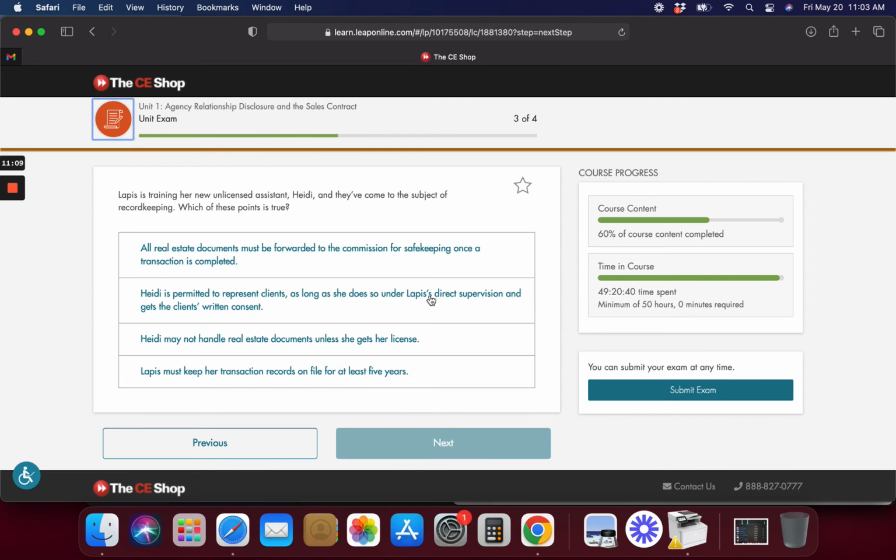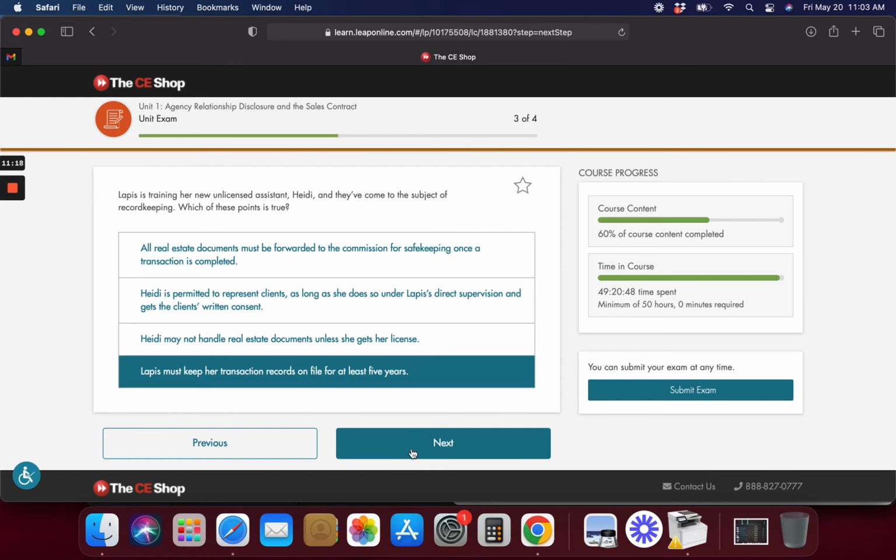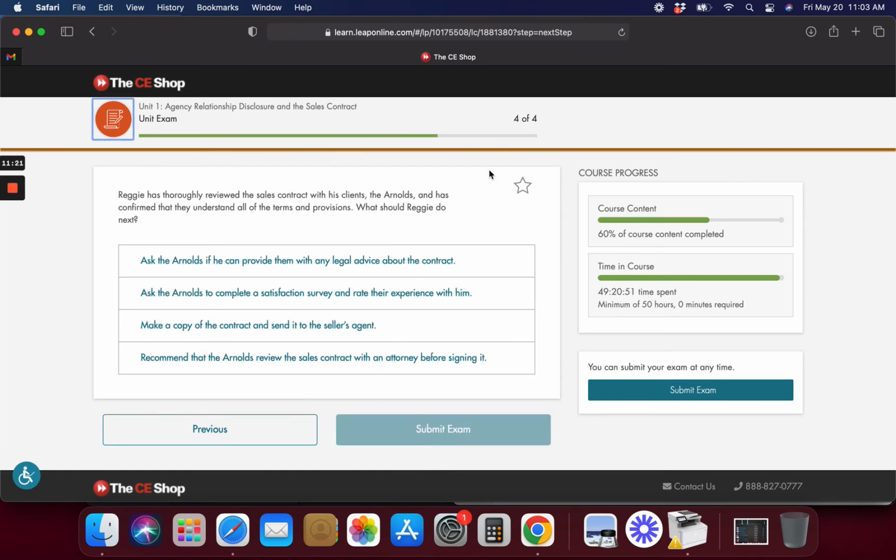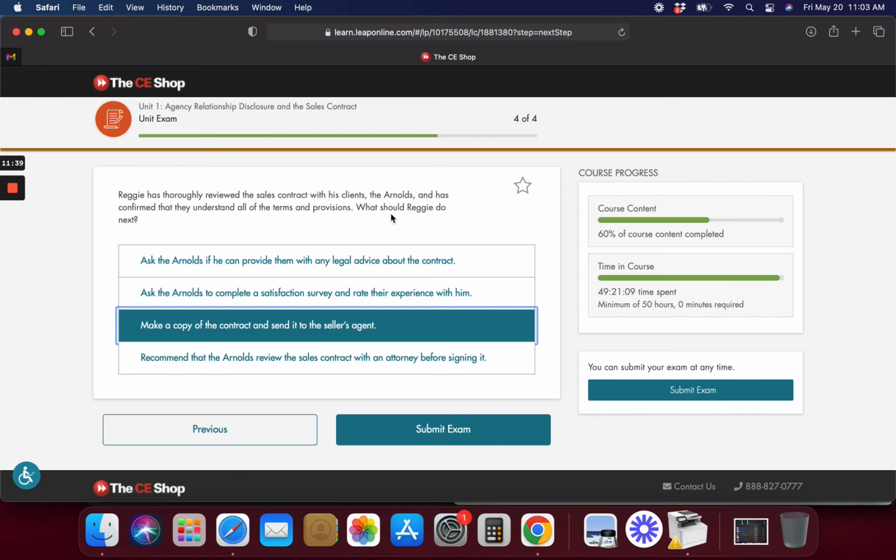Okay, Lapis is training her new unlicensed assistant as they come to the subject of record keeping. So she needs to keep everything on file for 5 years. Reggie has thoroughly reviewed the sales contract and he's confirmed all the terms and provisions. What should Reggie do next? Make a copy and send it to the seller's agent. Ask the Arnolds if he can provide them with legal advice about the contract. Ask the Arnolds to complete a survey. Recommend the Arnolds review the sales contract.